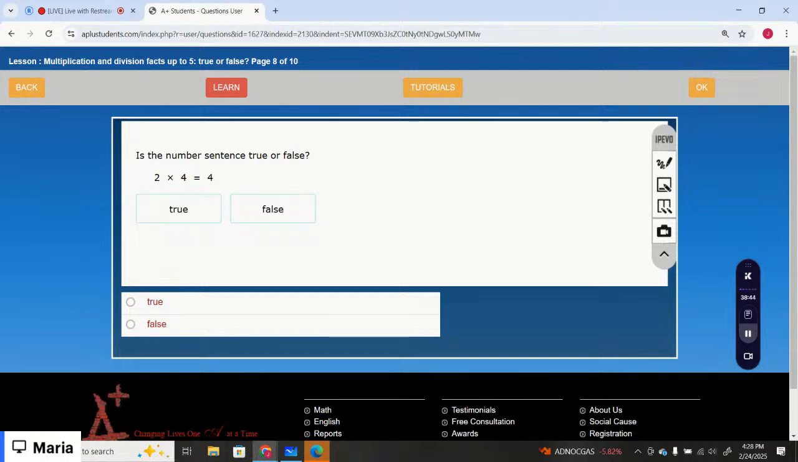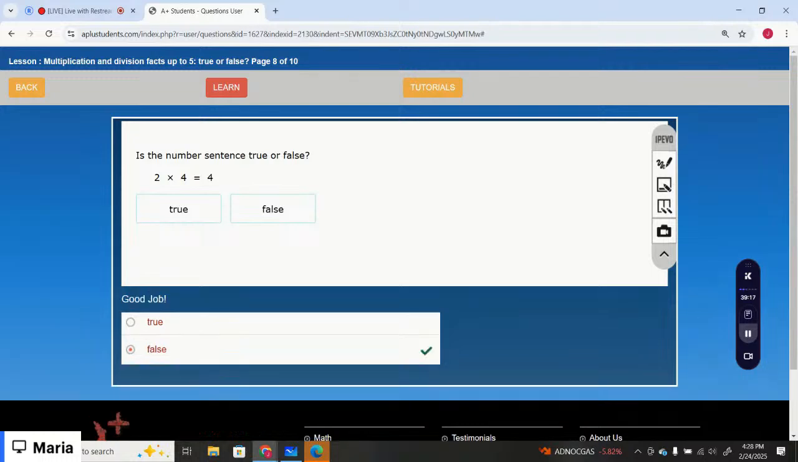2 times 4 equals 4. False it is. Option number 2 is the correct option.